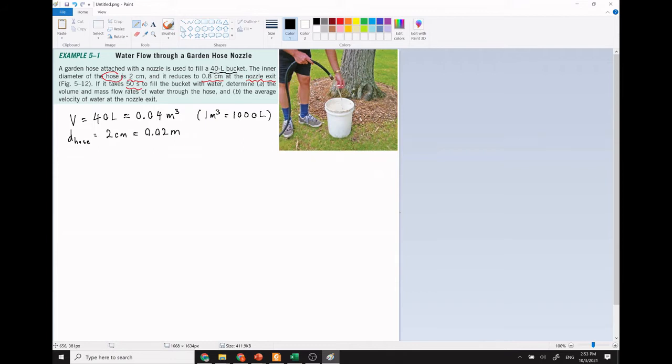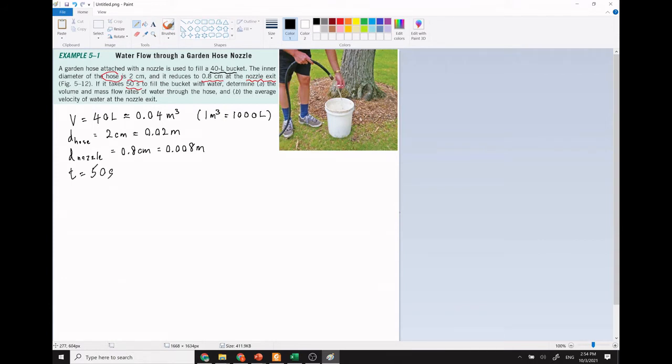And the diameter at the exit of the nozzle, you get 0.8 centimeter, which is 0.008 meter. And the time to fill up the bucket is T, 50 seconds.